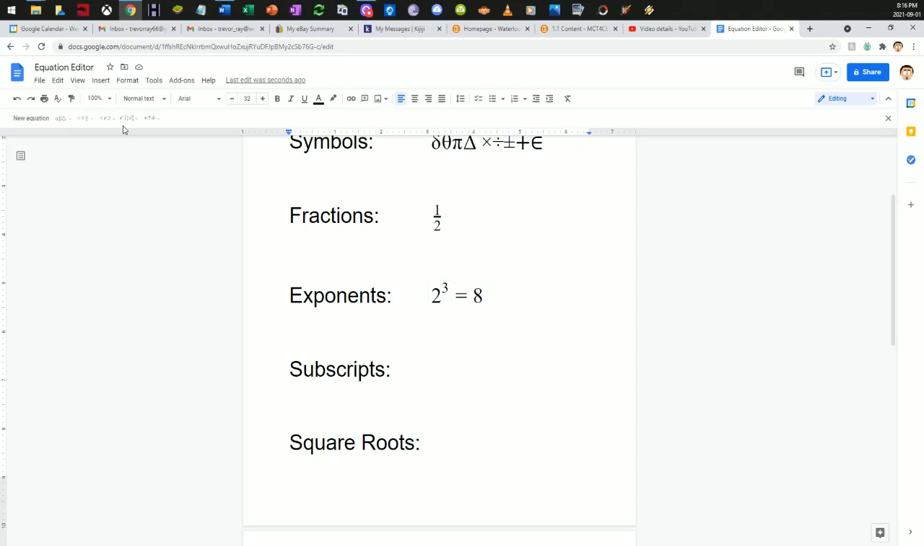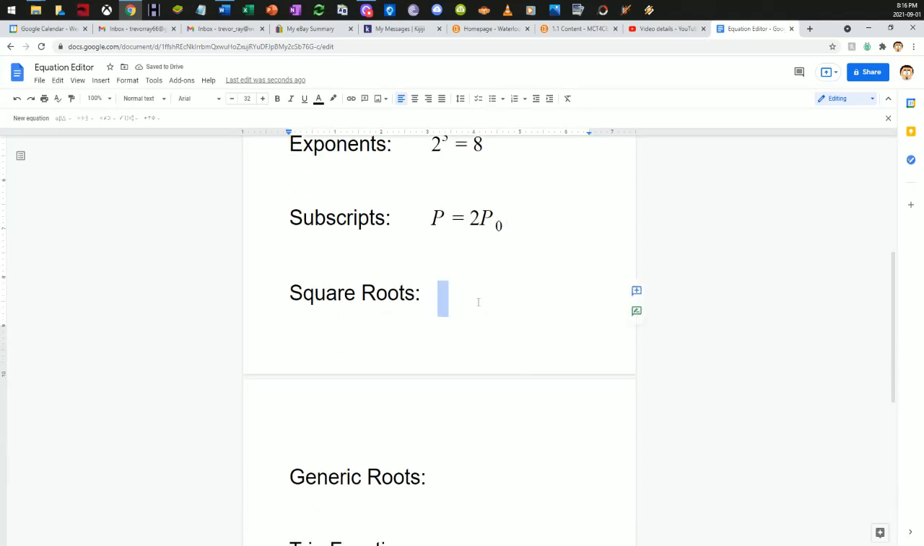Subscripts, I think I showed in the other video, you can do stuff like P equals 2, and then I want to put in P sub 0, so I'll use the subscript function, and P 0. Square roots, new equation, square root symbol.